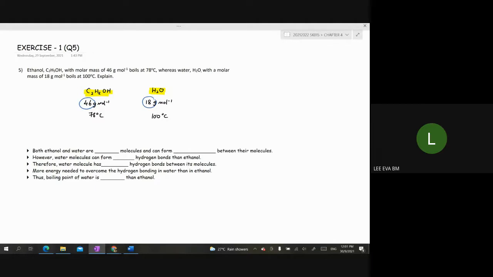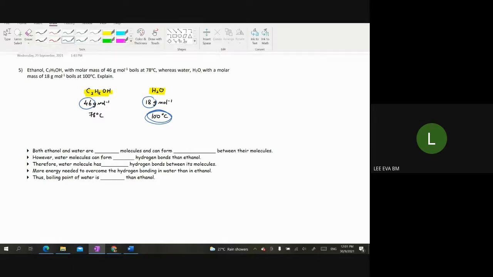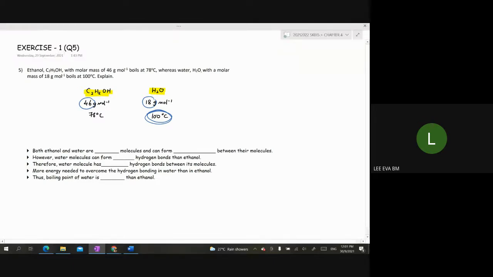So the factors will be the bigger the molecular mass, the greater the polarizability, the stronger the forces, and then higher boiling point. But this is not the case. This is not the case because water having higher boiling point. So now we go back to the structures of its own. C2H5OH and H2O. So what Madam want to know? What is the forces for two of these species?